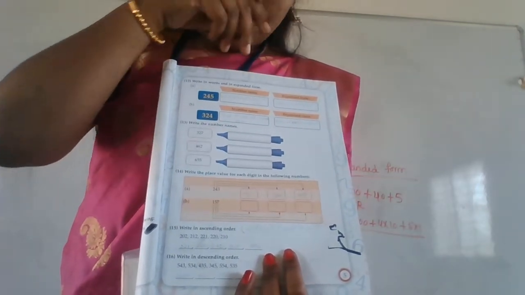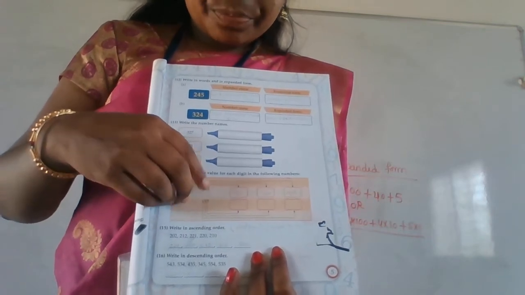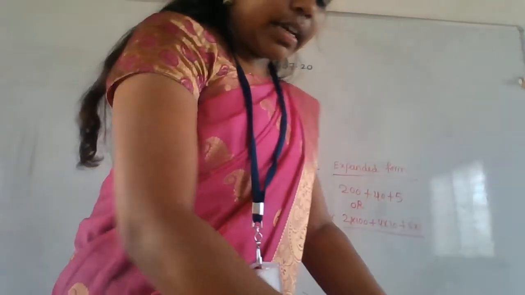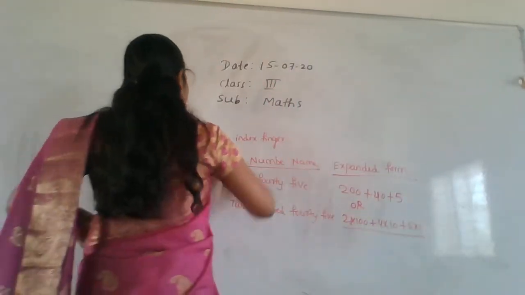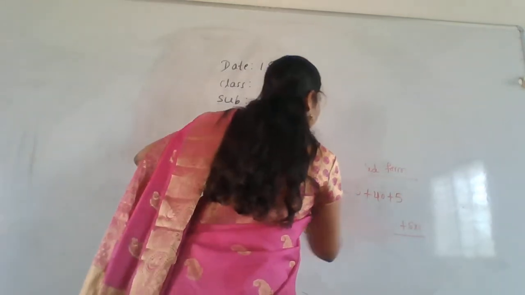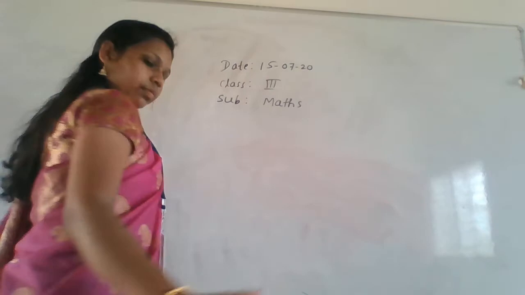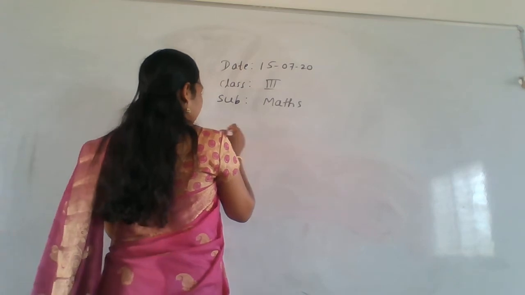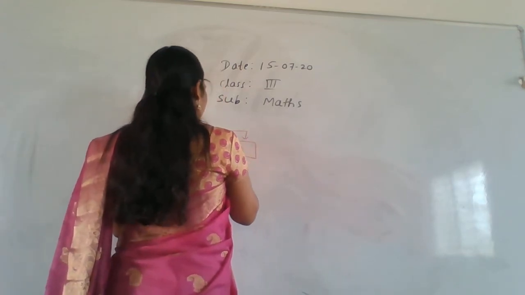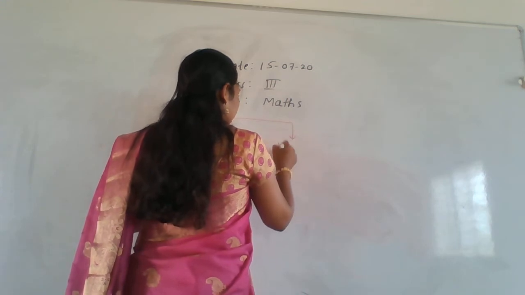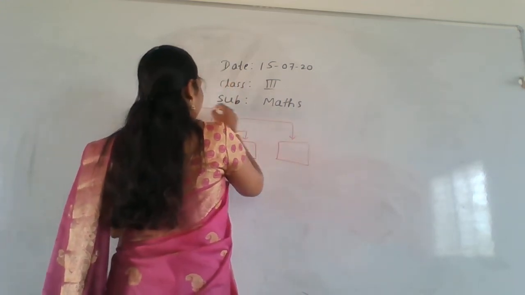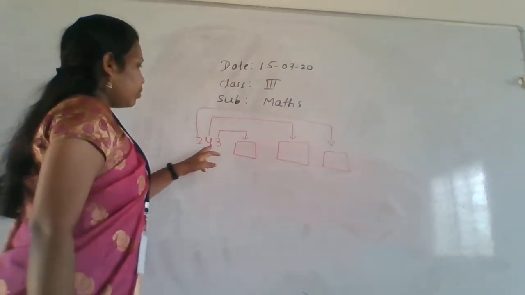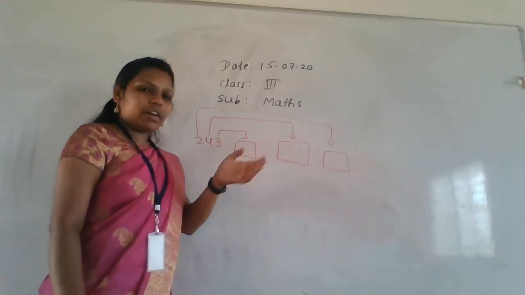Okay. For 3, in which place is 3? Here 3 is in 243. I'll show it on the board. 243. Here for 3, 1 box is there, and for the 4, another box is there, and again here also one box is there. Like this, they have given it in your textbook.